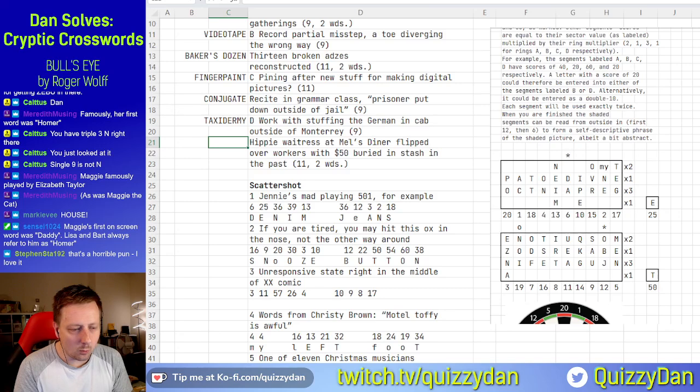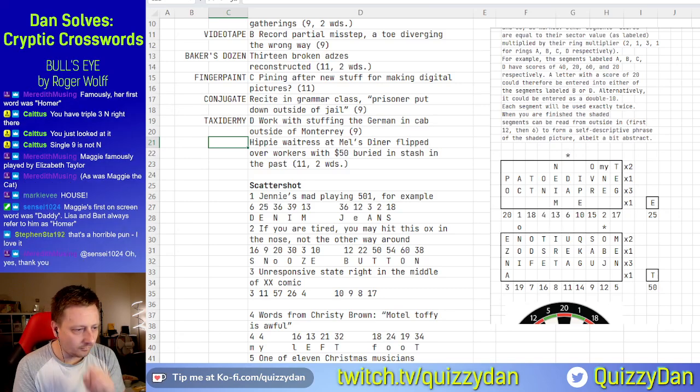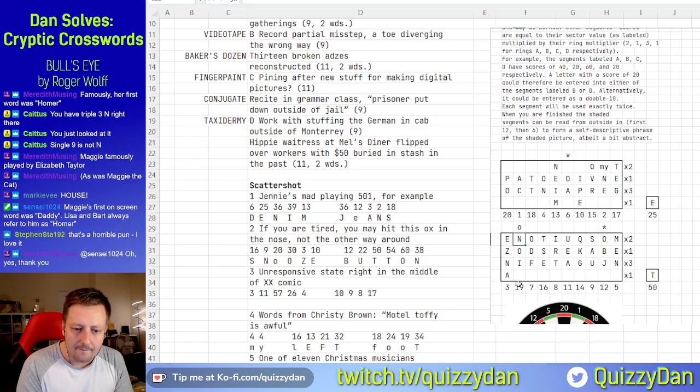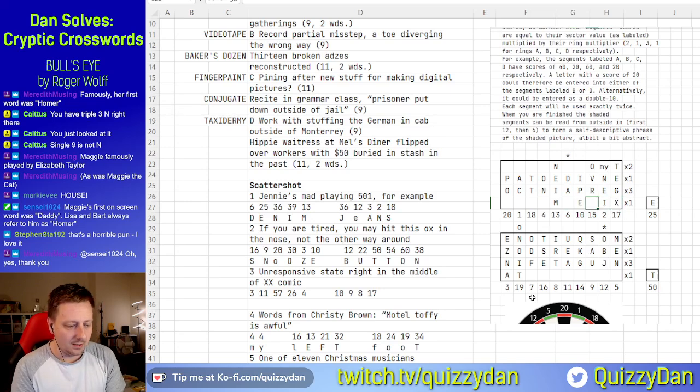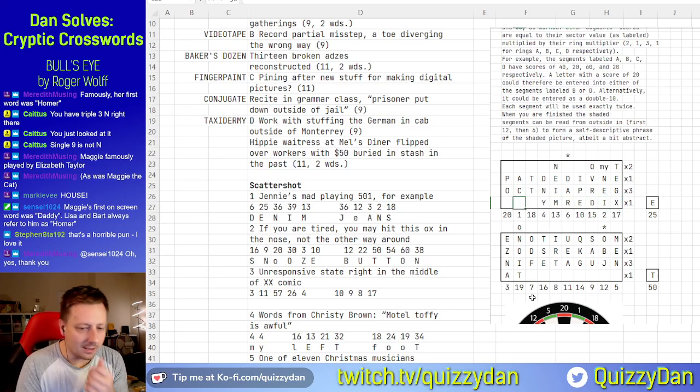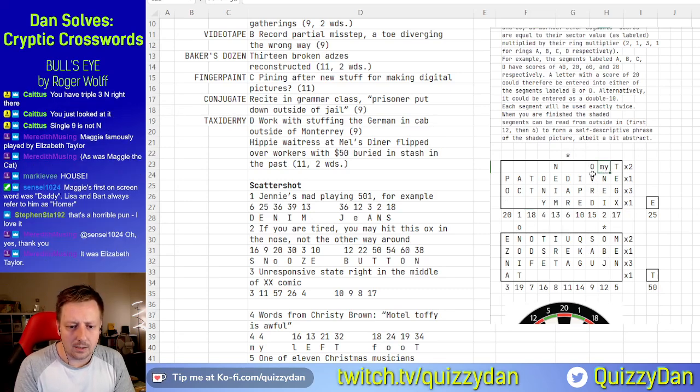Is this helping with the hippie waitress? And with taxidermy? Yeah, we are calling taxidermy. I'm going to call taxidermy. So we've got taxidermy in the grid now. And it doesn't help us for the other one. So we know that this is going to start M or Y, and then it's O.